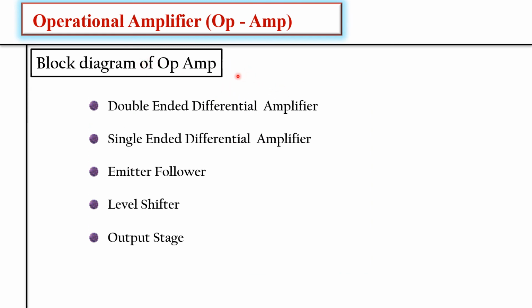Let us see the block diagram of the operational amplifier. The block diagram of the op-amp consists of these blocks: double-ended differential amplifier, single-ended differential amplifier, emitter follower, level shifter and output stage. So the op-amp consists of so many blocks. Let us see the block diagram.